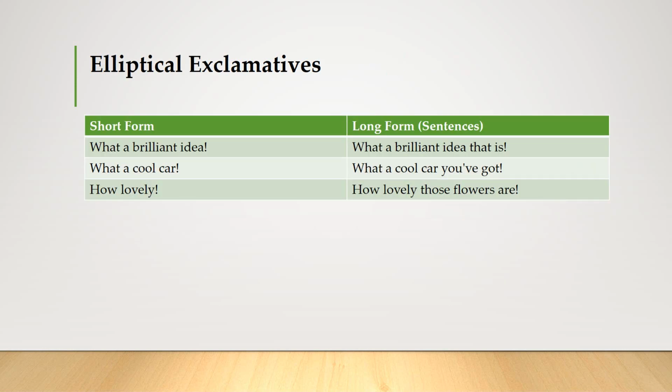There is the case of elliptical exclamatives. Very often we cut exclamative sentences to make short variants, usually without a verb. If they don't have a verb, technically they are not sentences, but they are certainly common expressions in English. For example, short form, what a brilliant idea. The long form, what a brilliant idea that is. What a cool car you have got. How lovely those flowers are.